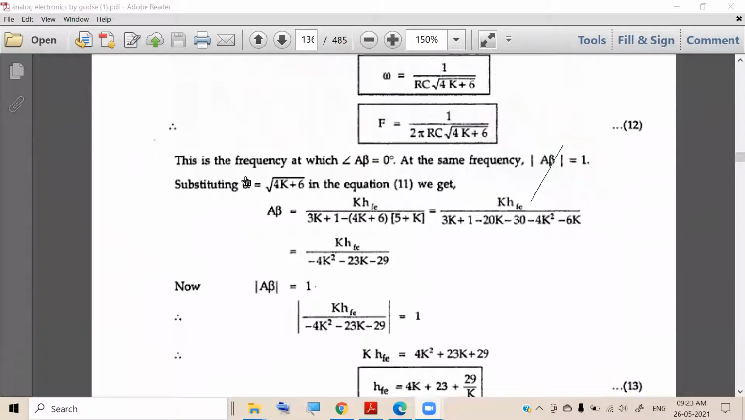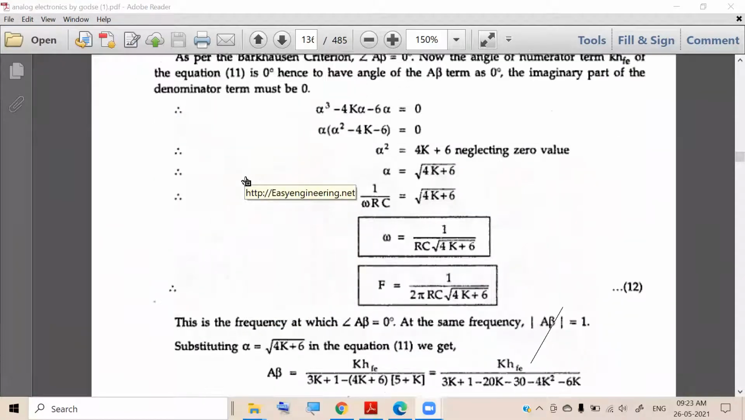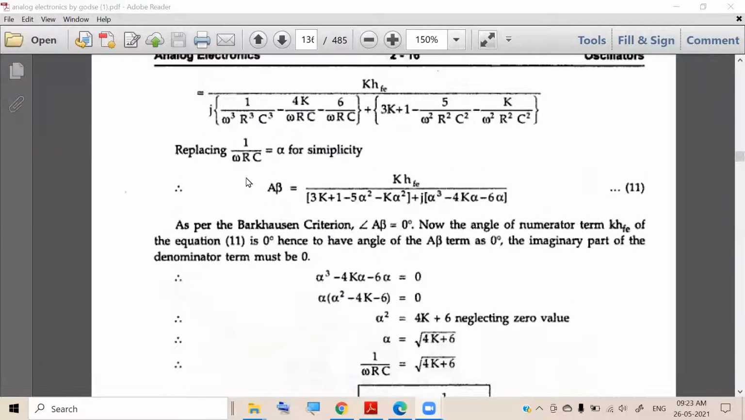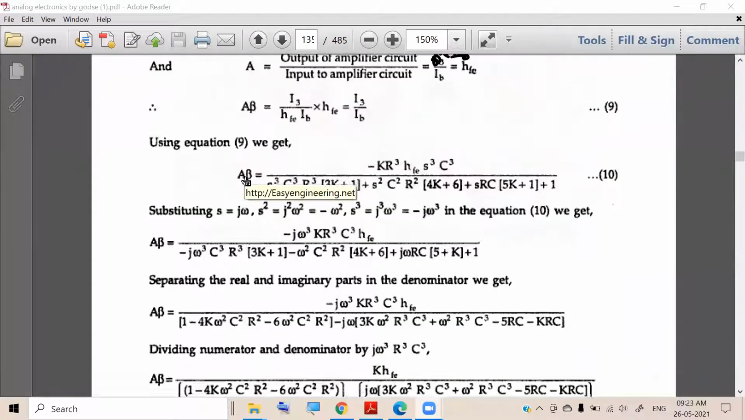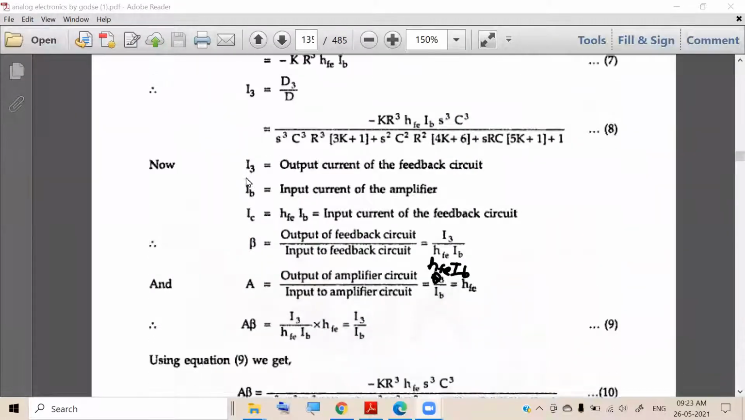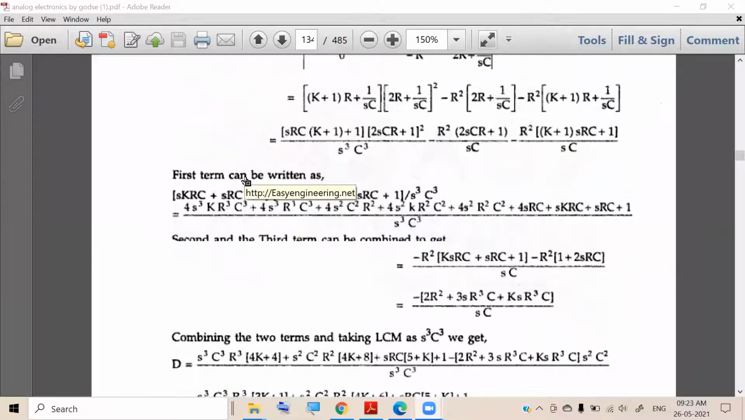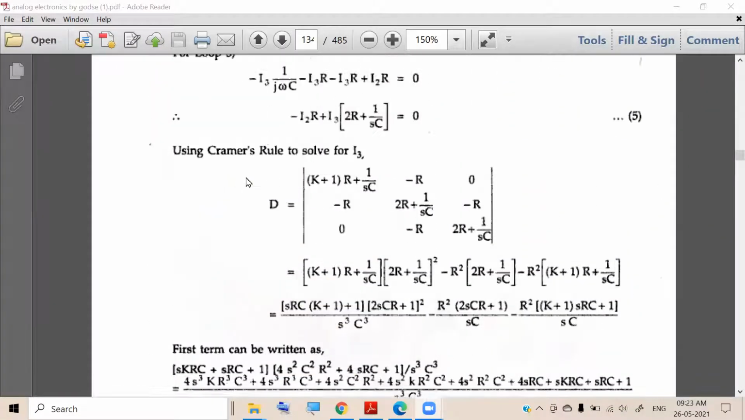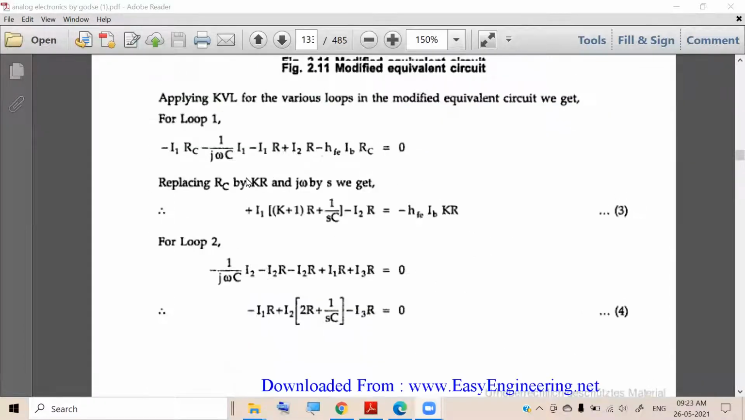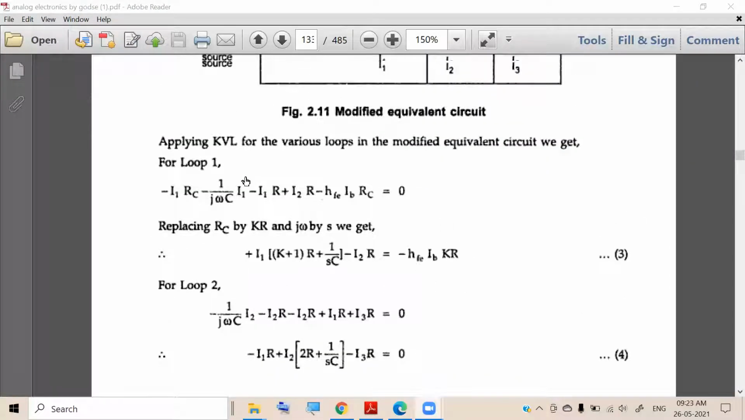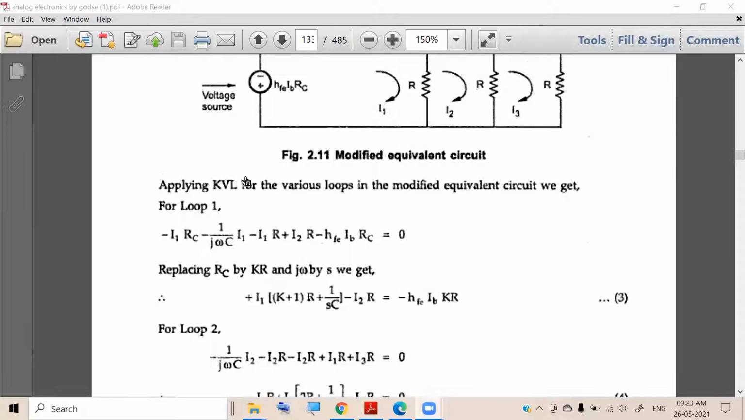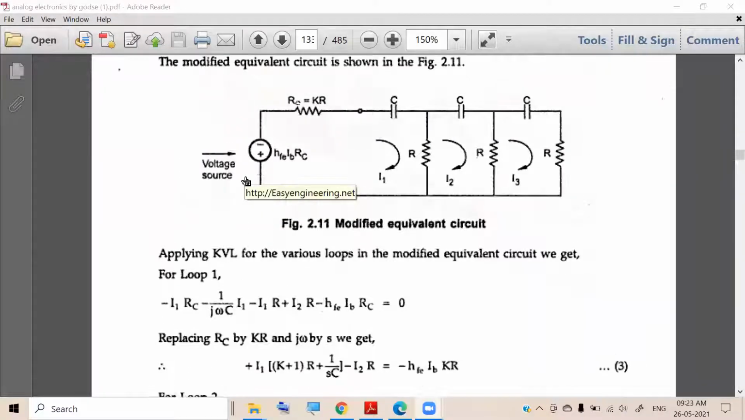So in the previous class, we were discussing the RC phase shift oscillator. Unfortunately, there is a very lengthy derivation, but it is very easy.